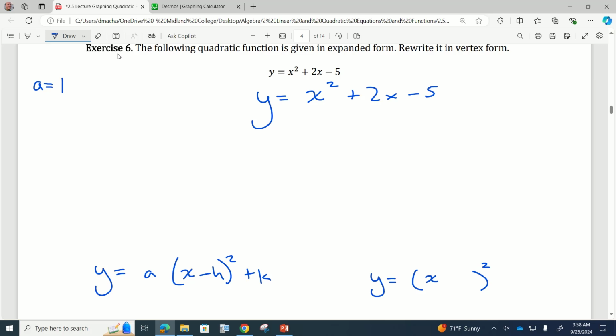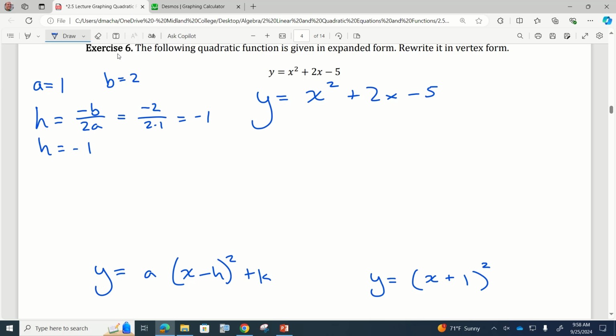But I need to know h. I can find h because h is just negative b over 2a. What's b? 2. So negative 2 over 2 times 1. So negative 1. And if h is -1, I would write x plus 1 for my answer right here.